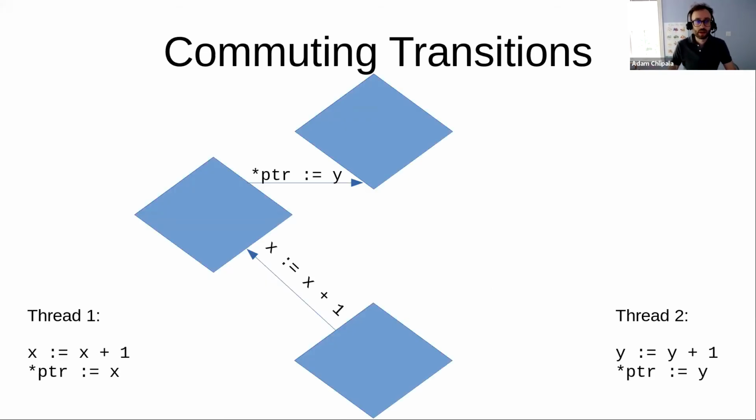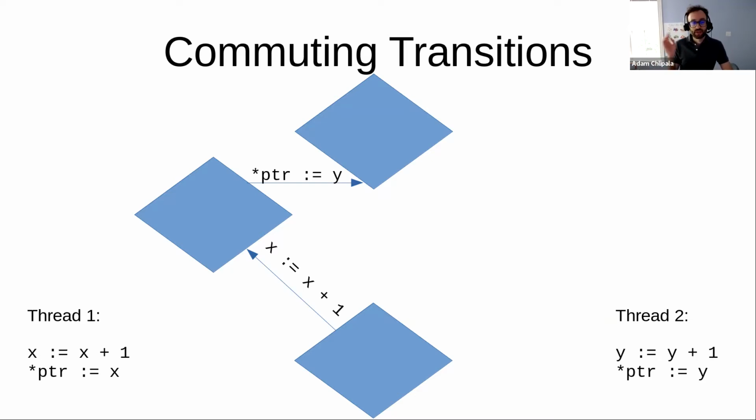One last example before I get into the solution. Let's think about shared memory, multi-threaded programs. One thread is incrementing its local variable x and then writing the result into a shared pointer, and then thread 2 is doing a symmetrical thing. In model checking, we might explicitly explore the state space of this kind of program, considering every point where we have to choose which thread runs next.